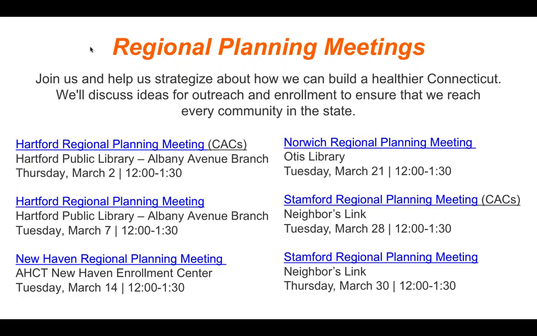So you can see we have some plans throughout the state. This year, we're doing something a little bit different and having a separate meeting for CACs. We find that the CACs issues are a little bit different than those from just regular old community organizers. So I think it's going to be most helpful to have those issues dealt with in separate meetings. So there is one in Hartford on March 2nd for CACs and one in Stamford on March 28th. Other than that, we have Hartford March 7th, New Haven March 14th, Norwich March 21st, and again, Stamford March 30th.